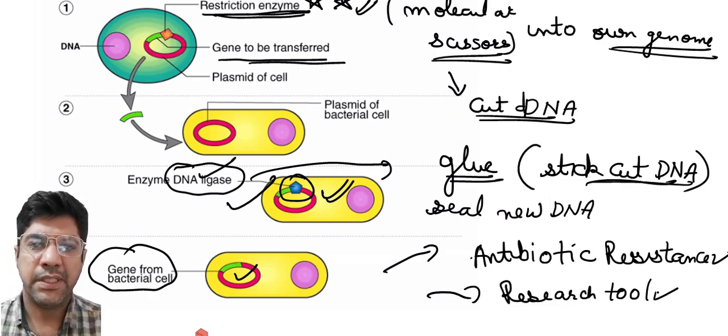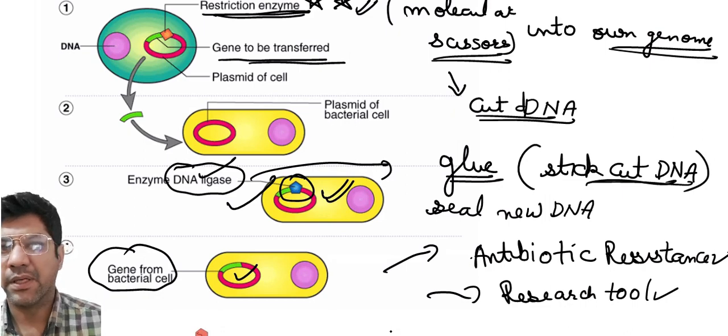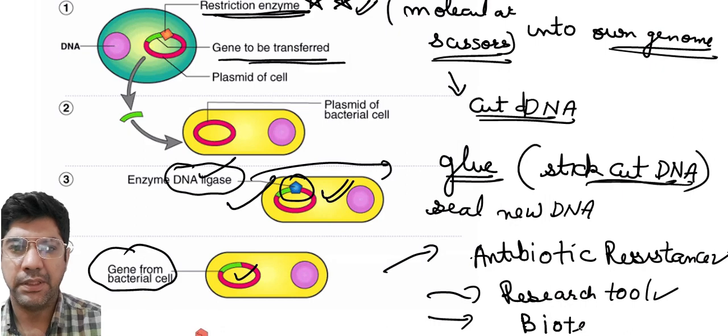In biotechnology, transformation is used to produce proteins, enzymes, or other products. So it is also used in biotechnology.